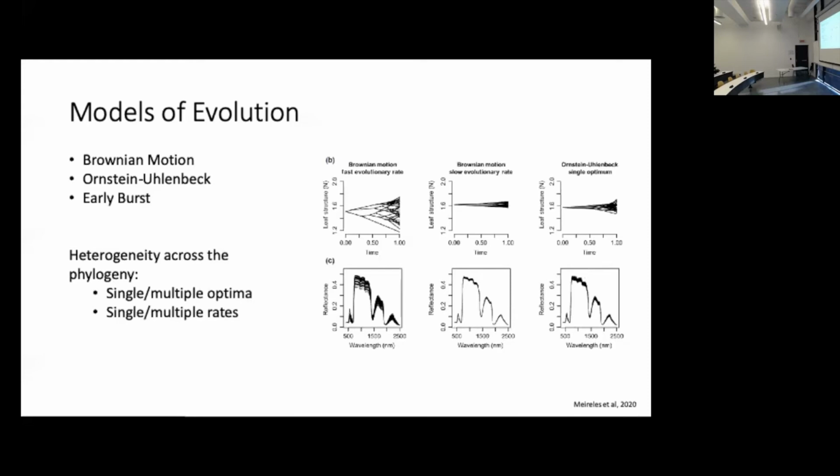There's another method or a model known as the early burst model, which isn't illustrated here, but effectively it's just a deceleration in evolutionary rate over time. So it starts out with a big burst and slows down over time.